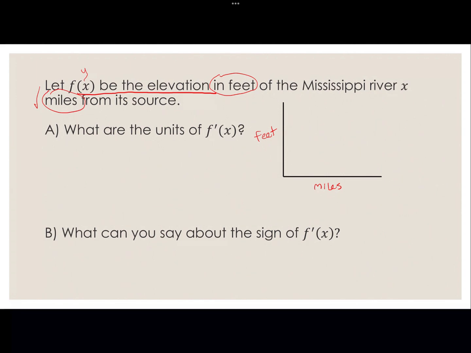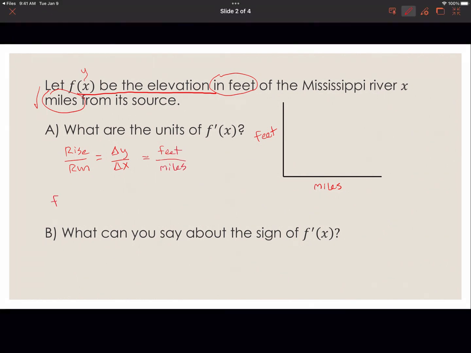But to know the units for f prime of x, we have to recall that f prime of x is slope, and slope is simply rise over run. And rise refers to the change in y, where run refers to the change in x. Now the units of y are feet, and the units of x are miles, and so we're starting to see that f prime of x units are simply feet per mile.